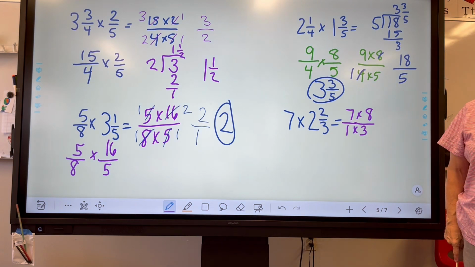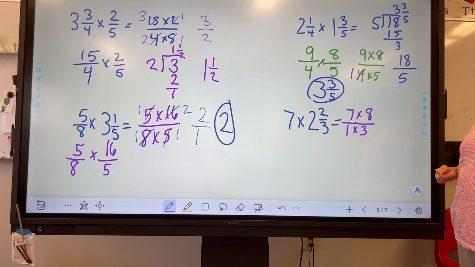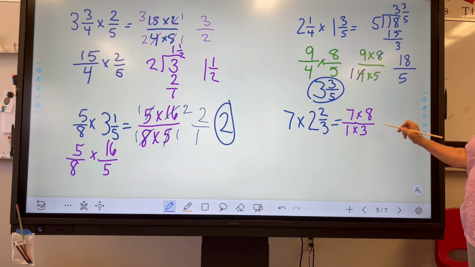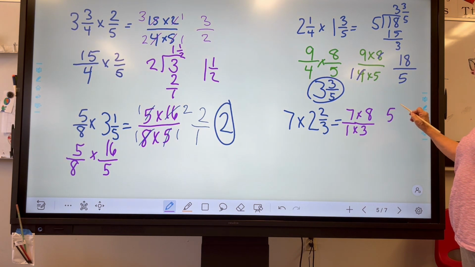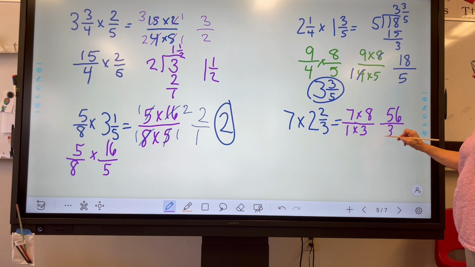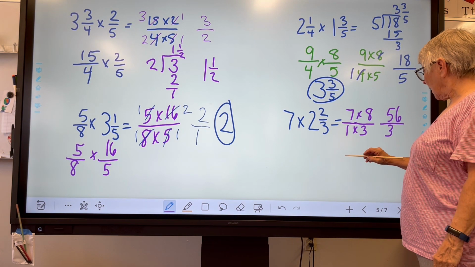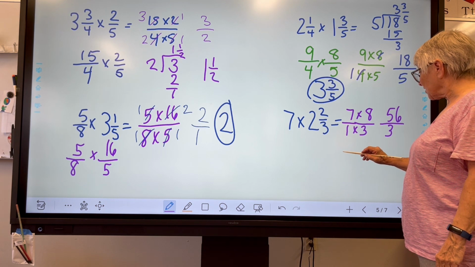Well, there's just not much to do to that, is there? Because that 1 won't change anything. The 3 won't go into those evenly. So we get 56, 7 times 8 is 56, over 3. And we must turn that back into a mixed number.